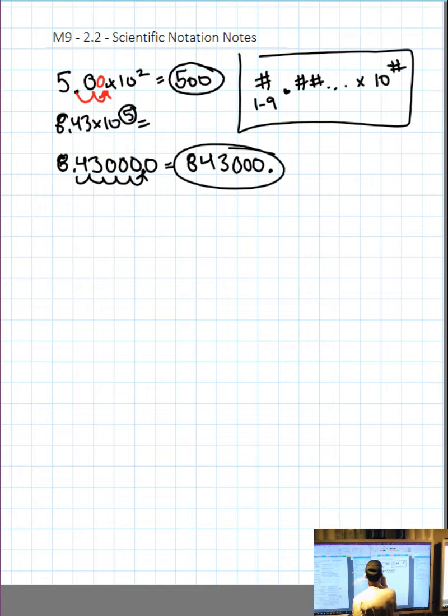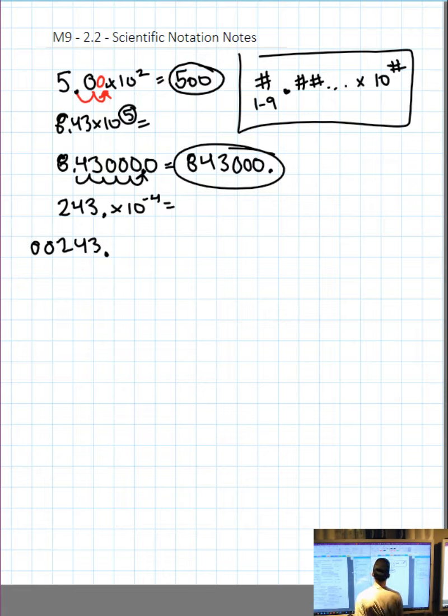Okay, let's take a look at another example. 243. I'm going to put a decimal there just because I can. Times 10 to the negative 4 equals. So we just learned if we had a positive exponent, we move the decimal to the right. Now, with a negative exponent, we're going to move the decimal to the left. So the first thing I'm going to do is rewrite this number down below, 243, put the decimal where it belongs, but this time put a bunch of zeros to the left.